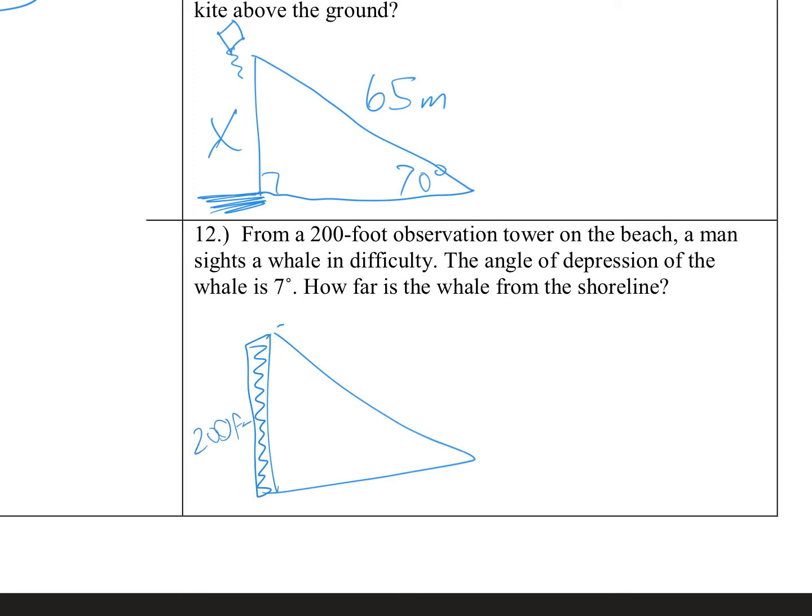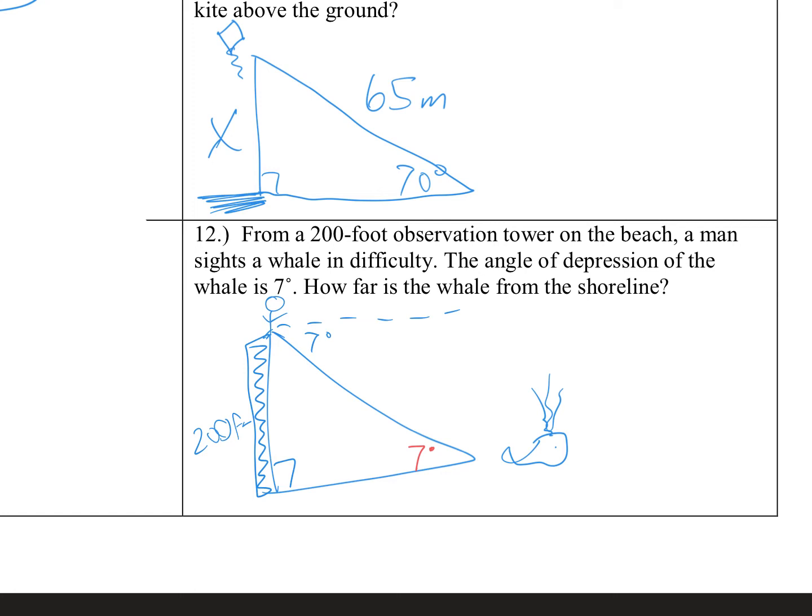The angle of depression to where he sees a poor whale in difficulty. It's a whale in distress, guys. The angle of depression from where this man is standing in his observation tower down to the whale is 7 degrees. Okay, now I have some choices here. I can use 2 different measurements to solve this equation. What's one measurement I could use? 7 degrees. Where? I could put 7 degrees down here. That's perfectly fine.